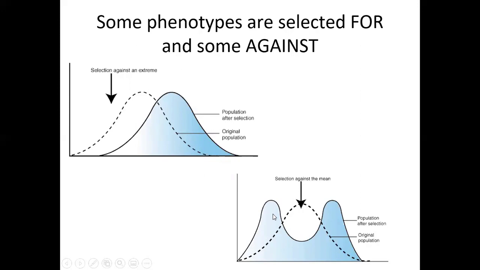The middle doesn't work anymore, or is selected against. And this one, maybe again, I like to think of body size. Sometimes this happens where big organisms can fight, small organisms are better at fleeing, and the ones in the middle just aren't great at either, so they're selected against. This is just another example.